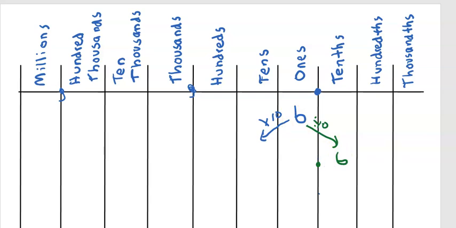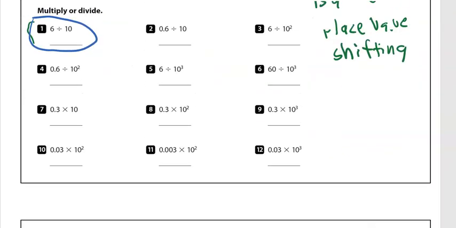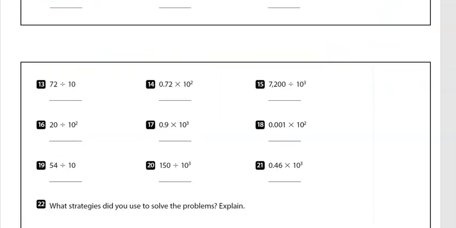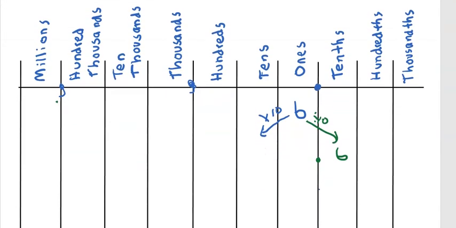Let's go record that. The answer is 6/10. Okay? Let's look at the next one. Now let's do 6/10 divided by 10. No problem. Let's go back and take a look at that one.